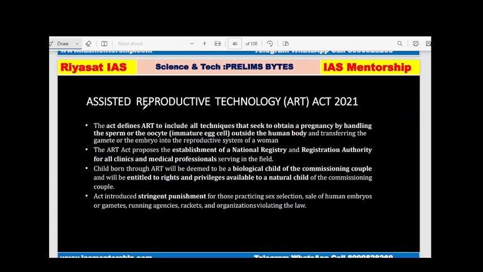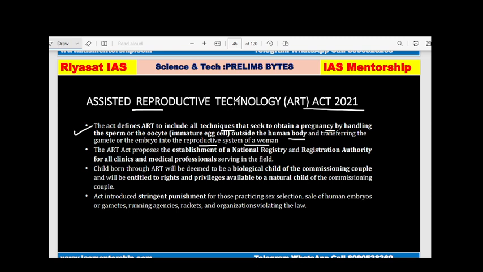Next is the ART Act of 2021. Very important. Assisted Reproductive Technology Act of 2021. What is this? Basically, this is the act that defines ART to include all the techniques that seek to obtain a pregnancy by handling the sperm or oocyte outside the human body and transferring the gamete or embryo into the reproductive system of a woman. Clear? Basically, ART refers to assisted reproductive technology.